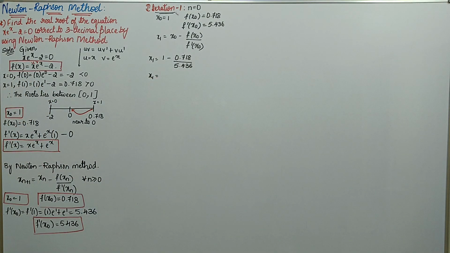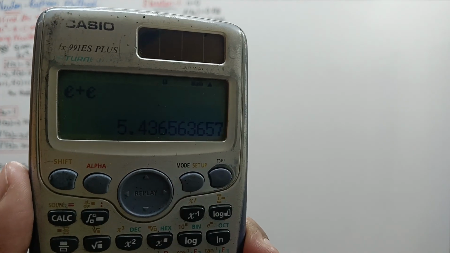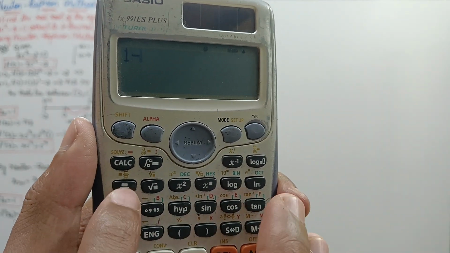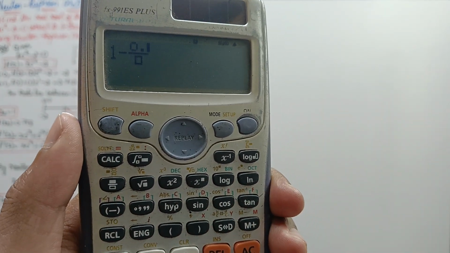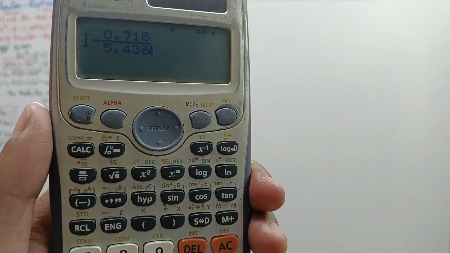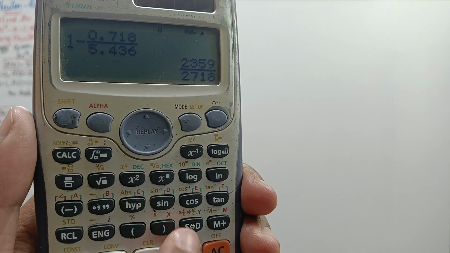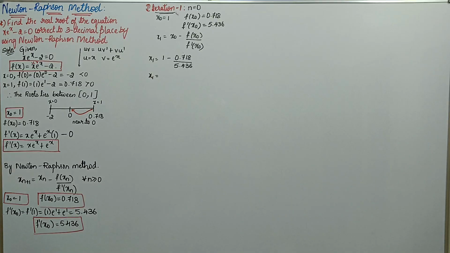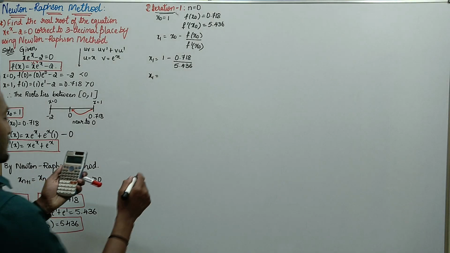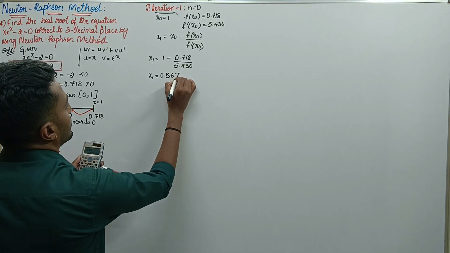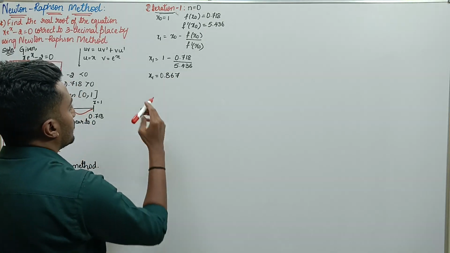Use the calculator to represent the solution. It is very easy. Take your calculator, press AC. Now we have 1 minus numerator denominator, 0.718 divided by 5.436. Press equals. You get 0.8679. Since they have asked only for 3 decimal places, consider only 3 decimal places, that is 0.867. Got the point? We got the value of x1.